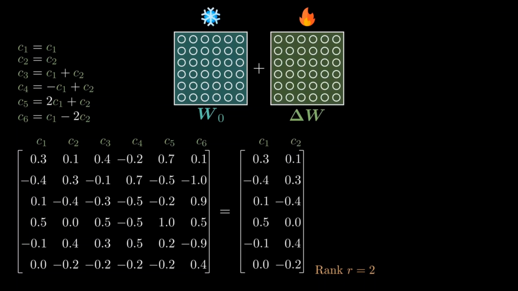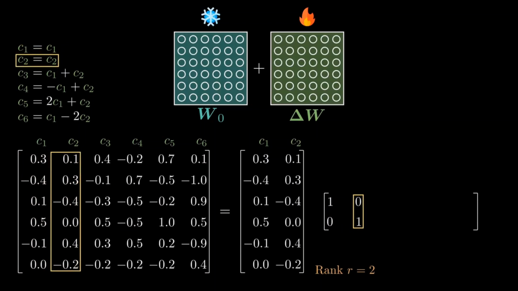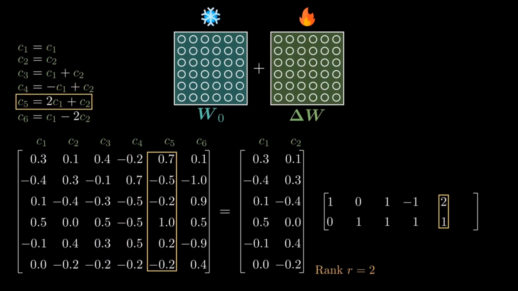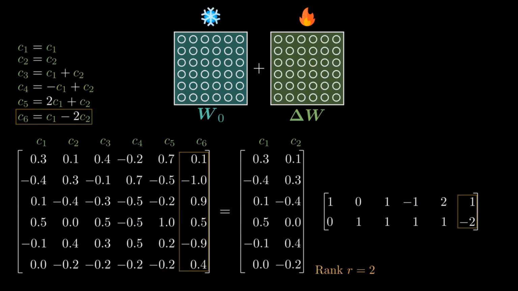On the left, we have a 6x2 matrix containing the first two column vectors. On the right, we see a 2x6 matrix. Each column in this smaller matrix contains the coefficients needed to reconstruct one column of the original matrix from the first two basis columns. The number 2 here is called rank. Rank measures how many independent directions a matrix really contains.